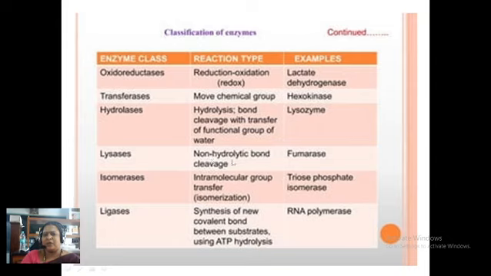Lyases will do non-hydrolytic bond cleavage, for example, fumarase. Isomerases will do intramolecular group transfer, that is isomerization, for example, triose phosphate isomerase. Ligases will do synthesis of new covalent bond between substrates using ATP hydrolysis, for example, RNA polymerase.